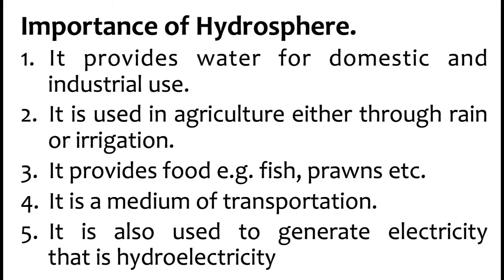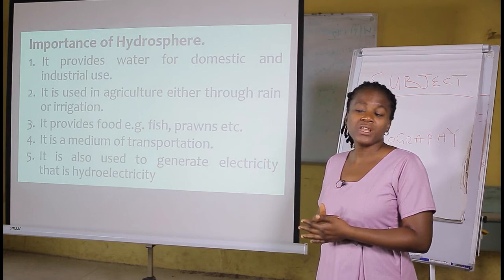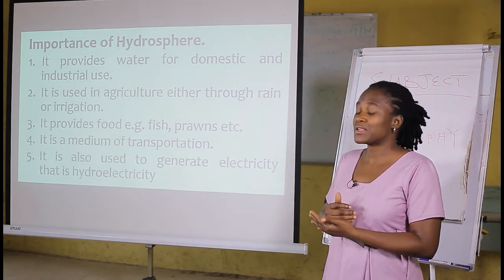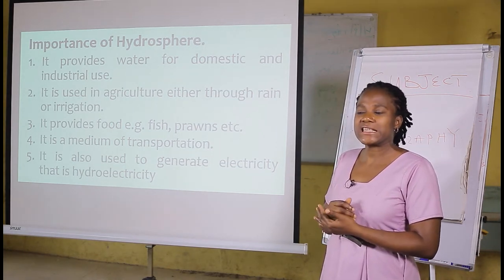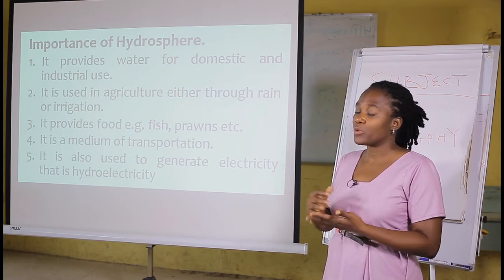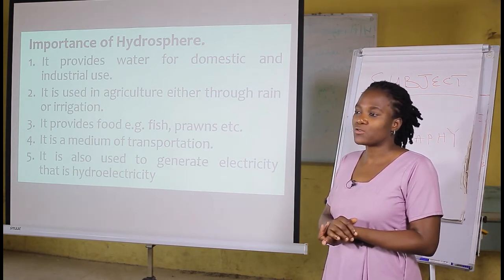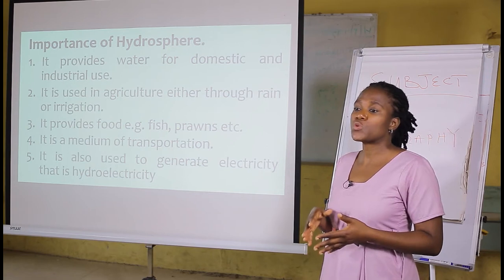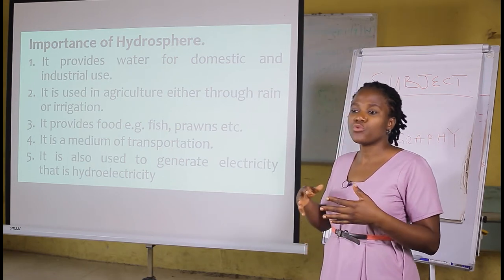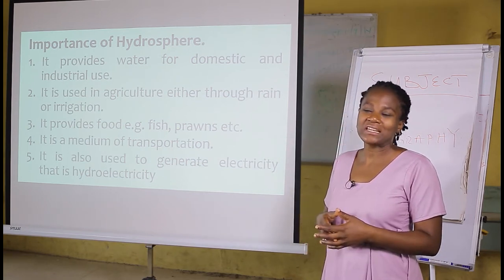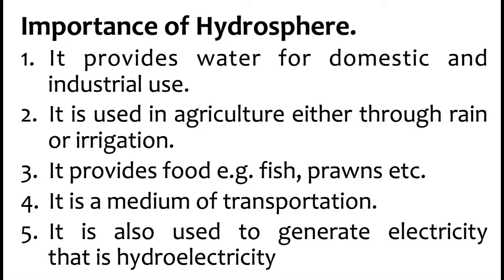2, it is used in agriculture, either through rain or irrigation. Farming activities continue whether it is rainy season or dry season. During the rainy season, we have the rainfall. During the dry season, we use water from different sources of the hydrosphere to irrigate our land. Number 3, it provides food like fish and prawns. These are sea animals that we consume as food.